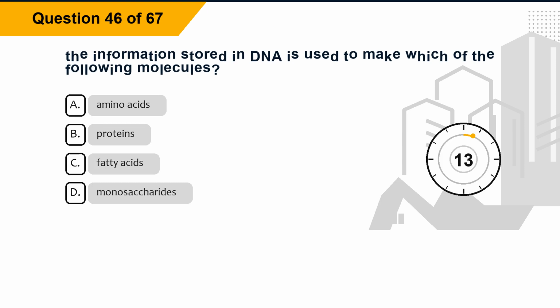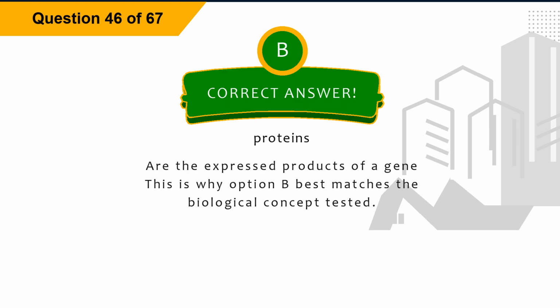Question 46. The information stored in DNA is used to make which of the following molecules? Option A, amino acids. Option B, proteins. Option C, fatty acids. Option D, monosaccharides. The correct answer is option B, proteins. Explanation: proteins are the expressed products of a gene. This is why option B best matches the biological concept tested.